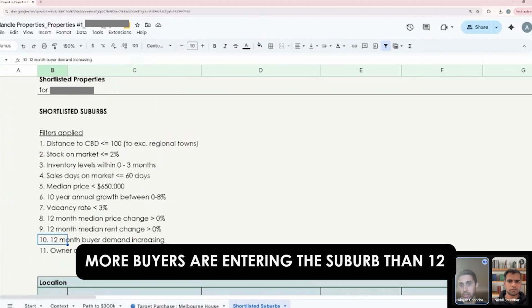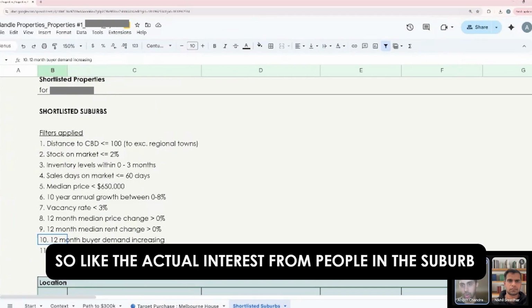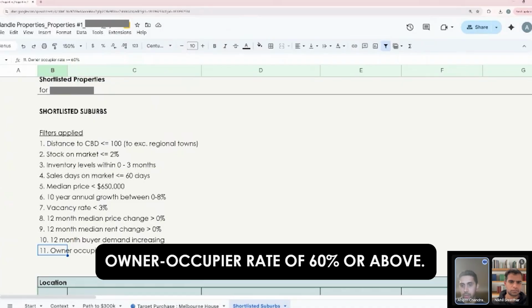The 10th filter we've applied is all the other things are great, but we also want to see that more and more buyers are entering this suburb than 12 months ago. So the actual interest from people in the suburb is continuing to grow. And the last one that we have is we want an owner occupier rate of 60% or above.